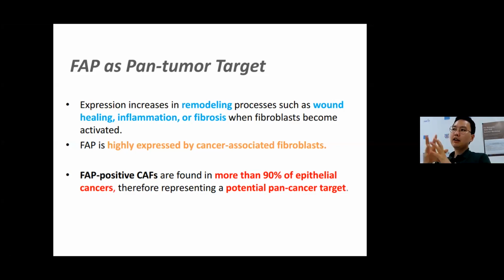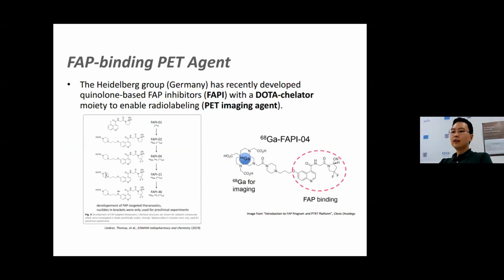So many different diverse types of tumors express high FAP. It is known that FAP-positive cancers are found in more than 90% of epithelial cancers. So it has the potential to be used as a pan-cancer targeting agent.